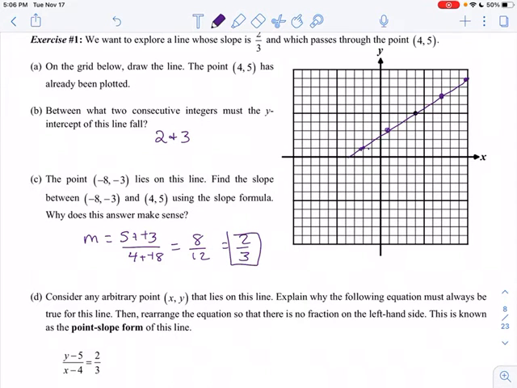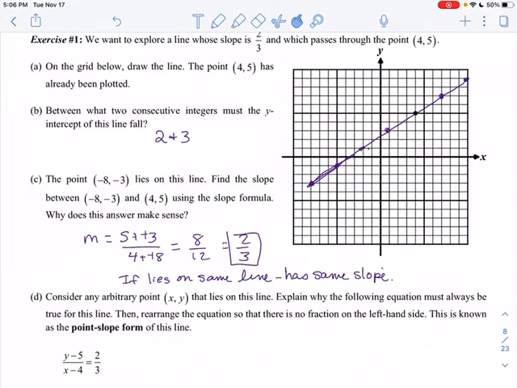Now that makes perfect sense, because if it lies on the same line, it has to have the same slope. And if I kept on going down 2/3, down 2/3, there's my point right here, (-8, -3).